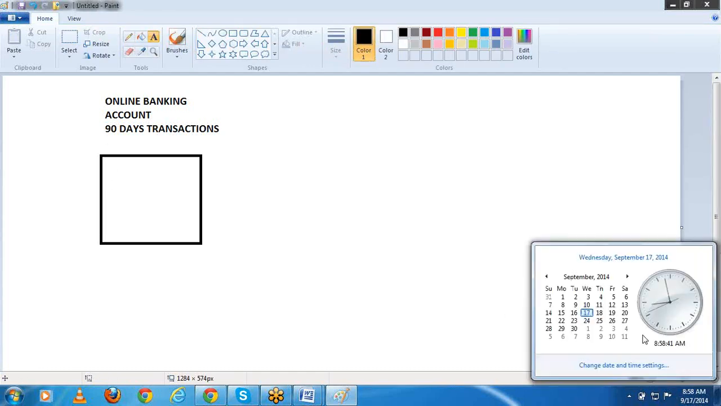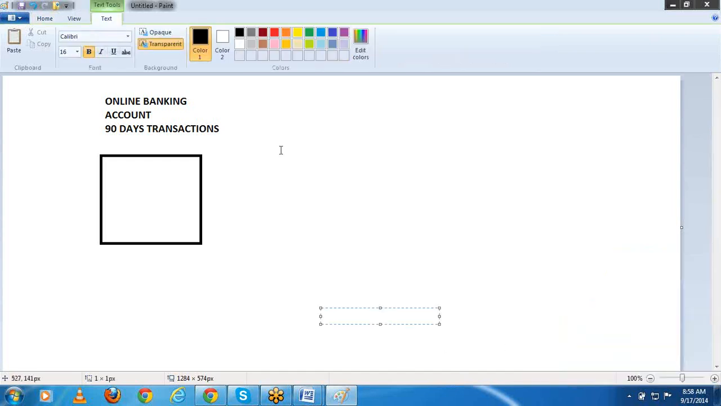So from today, August 17th, one month back is July 17th, the second month is June 17th. From June 17th, I'll have data. Let's suppose tomorrow, June 17th data will be removed. From June 18th till September 18th, I can see the data.